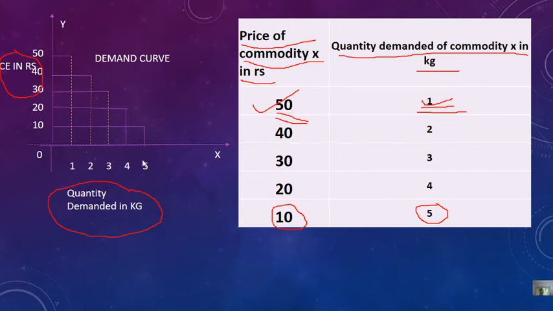So this graph and table shows an inverse relationship between price and quantity demanded. And this line shows the demand curve, which slopes downward from left to right.